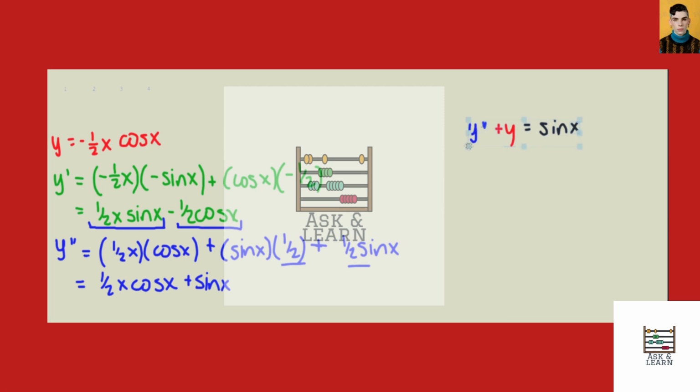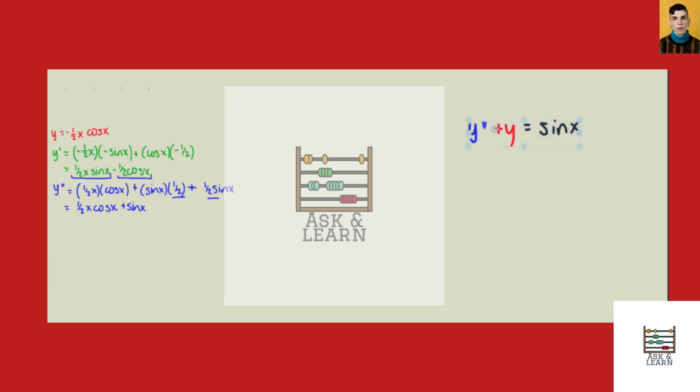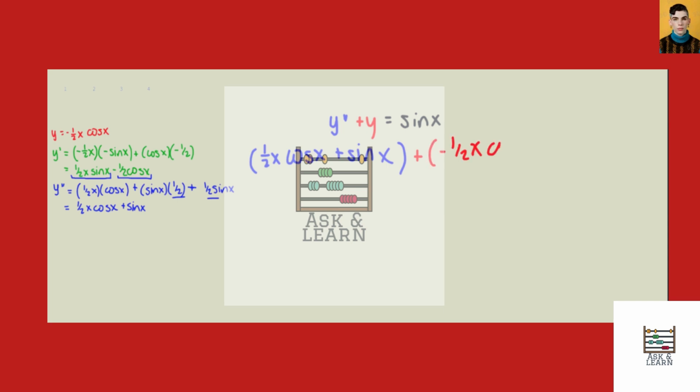So now we have all three equations that we need to plug into our differential equation here. So we're going to plug those in. We'll have 1/2 x cosine x plus sine x plus a negative 1/2 x cosine x, and bring down our right hand side. If we look here and here, these subtract out, and we're left with sine x is equal to sine x. Therefore, D is our answer choice.